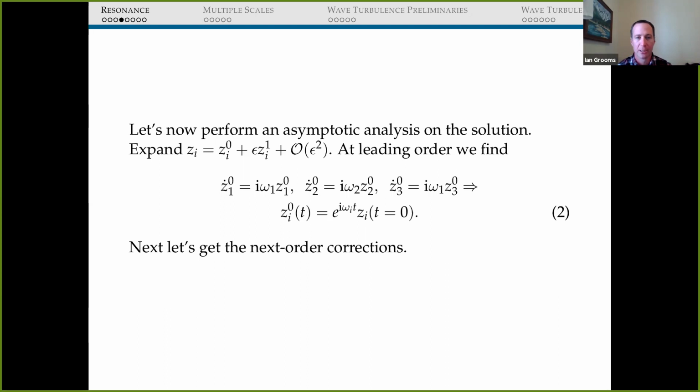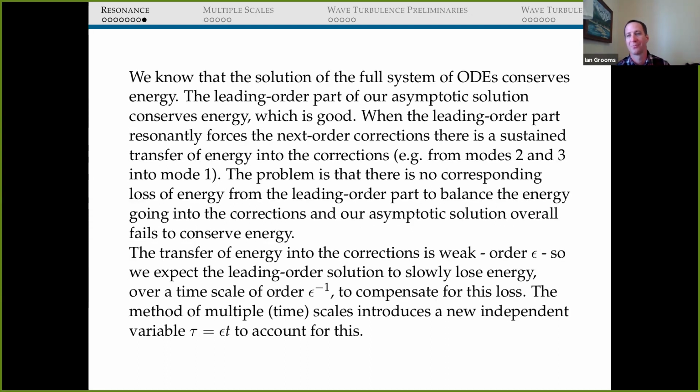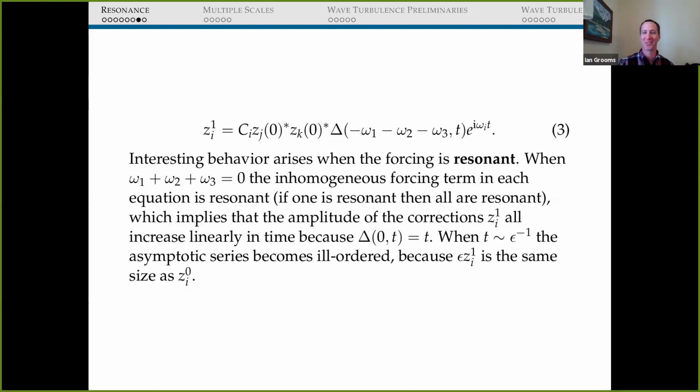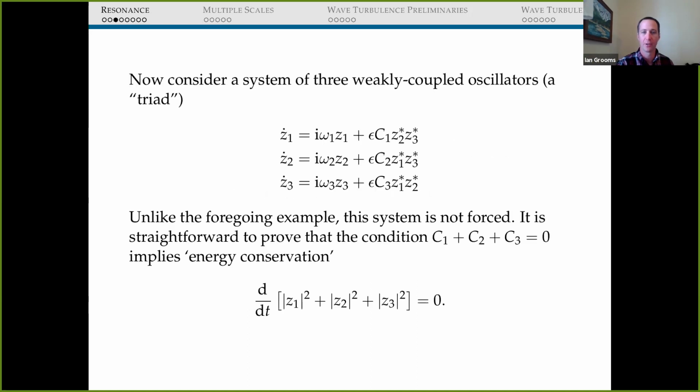Just heuristically, I've written this long wordy slide here. So maybe I'll just tell you instead of having everyone read the slide. Heuristically, energy is conserved, right? The condition of the sum of the three interaction coefficients being 0 implies that energy is conserved. But the interactions are weak, and so the interactions are exchanging energy between the different modes.